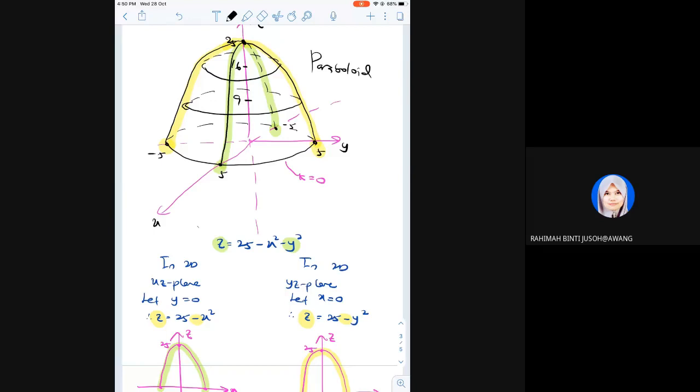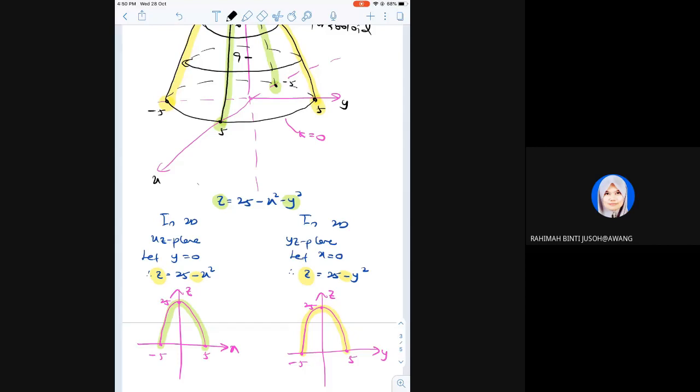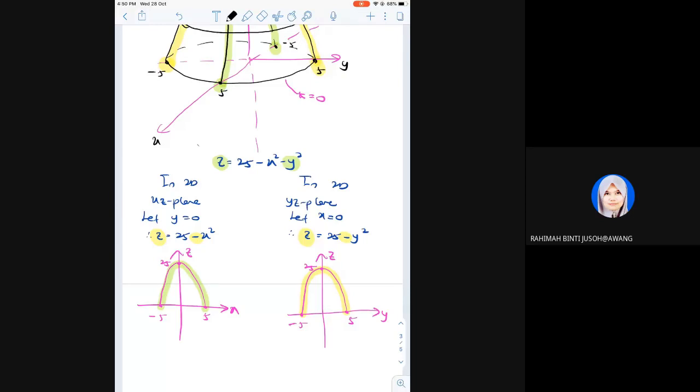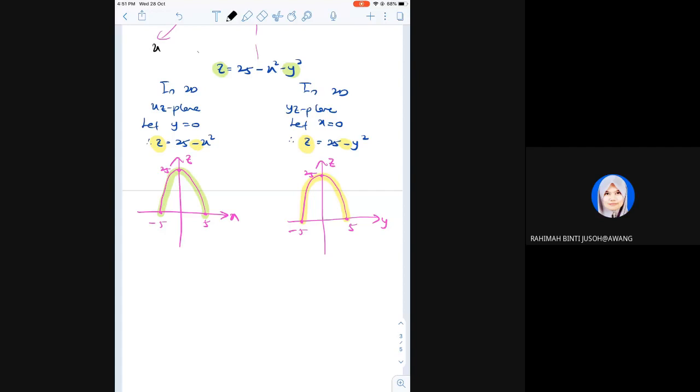Okay, this is actually the step-by-step to sketch the paraboloid. But, okay, if you are already expert on sketching, no need for you to do this, okay? Sketching in 2D first will help you to get the idea what shape do we have from the equation. Okay, contohnya dalam test, kalau you tengok equation tu you tak faham bentuk apa yang 3D, you try buat 2D dulu. Okay, so sketch 2D first to get the idea bentuk apa sebenarnya kita nak lukis tu.